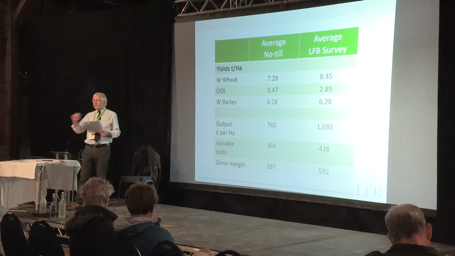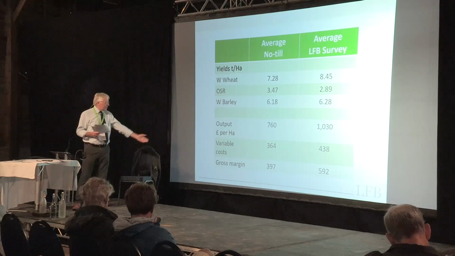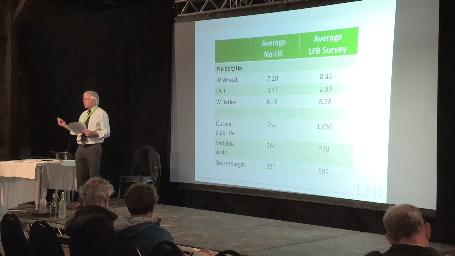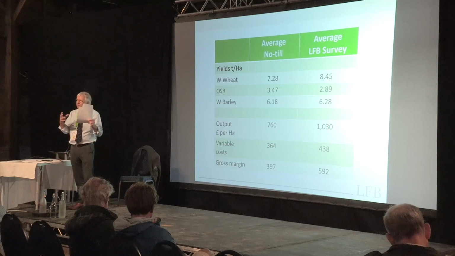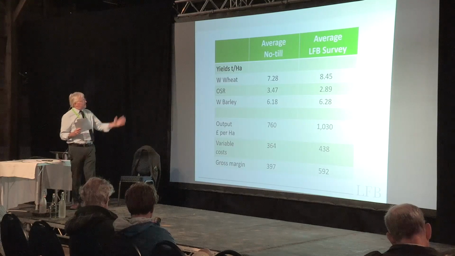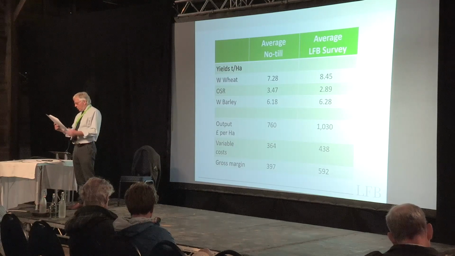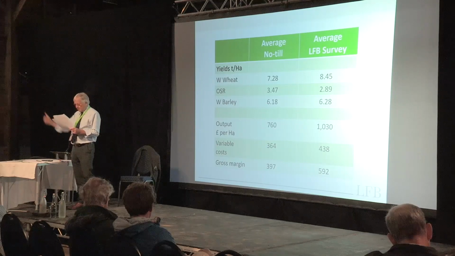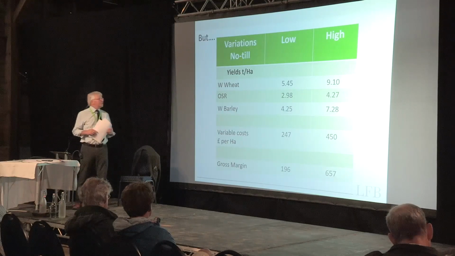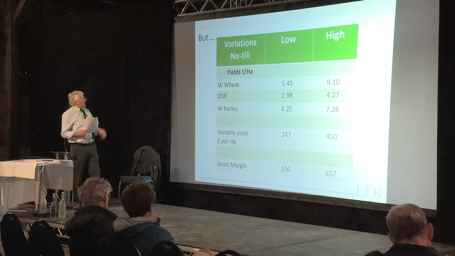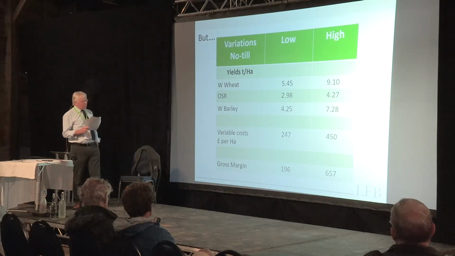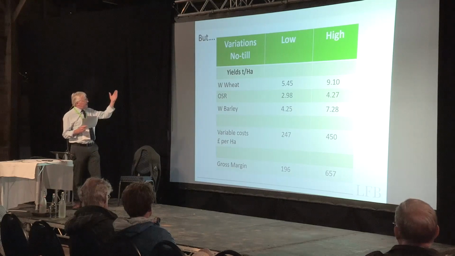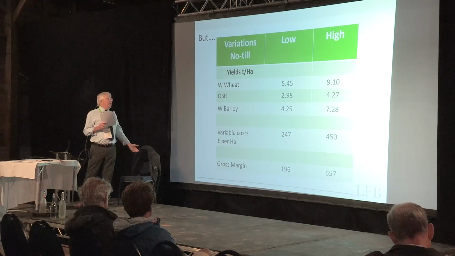So one of the key points in both of those, actually at the bottom, 397 and 592, is the huge variation between them. There's a variation within them. There's a huge variation within no-till, huge variation within the Land Family Business. So let's look at some of the variations in the no-till themselves. Winter wheat, we did see the average of 7.28. You can see it ranges from 5.5 up to 9.